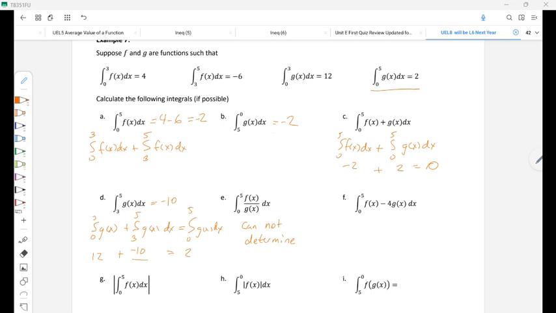Do I have a constant multiple property? You gotta think all the way back to Monday, but yes, just like derivatives, integrals have that same constant multiple property. So this is the integral from 0 to 5 of f of x dx minus 4 times the integral from 0 to 5 of g of x dx. So it looks like we have -2 minus 4 times 2. -10 sound right?